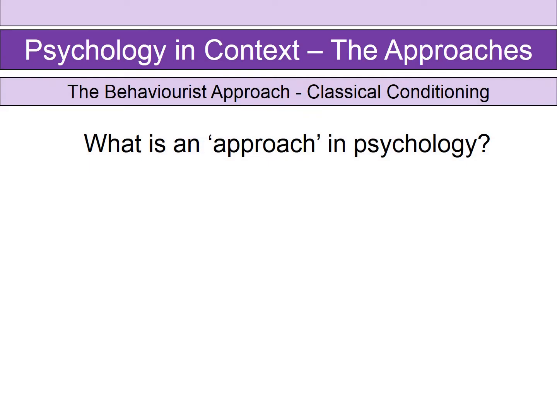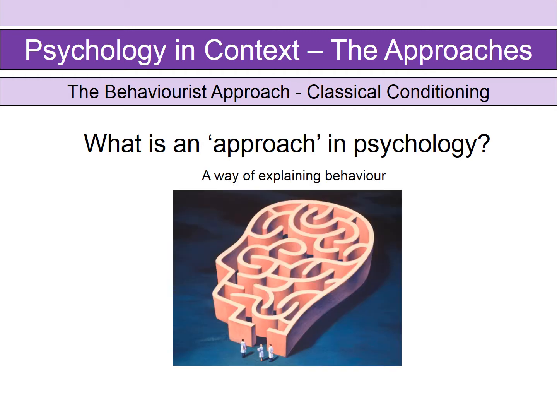So this first part of the course is looking at the approaches in psychology, and before we do that we need to make sure we understand what an approach actually is. So put very simply, an approach is a way of explaining behaviour. If you were to imagine that those three people in the image were all psychologists, you could think that each of them have a different way, a different explanation to say how it is that people behave.